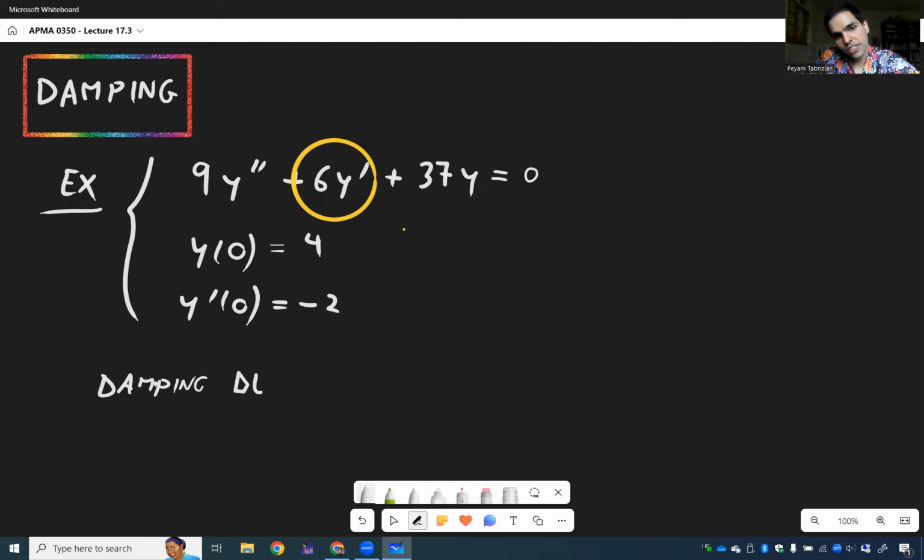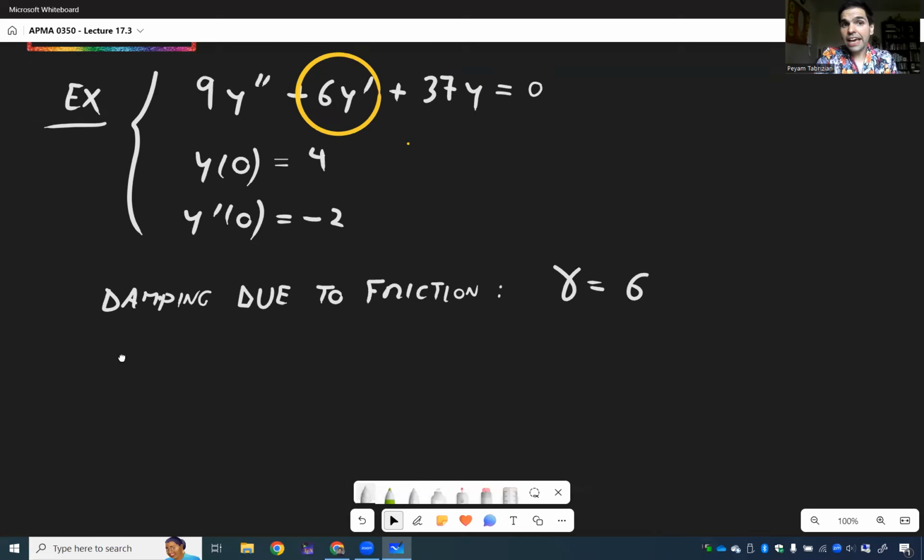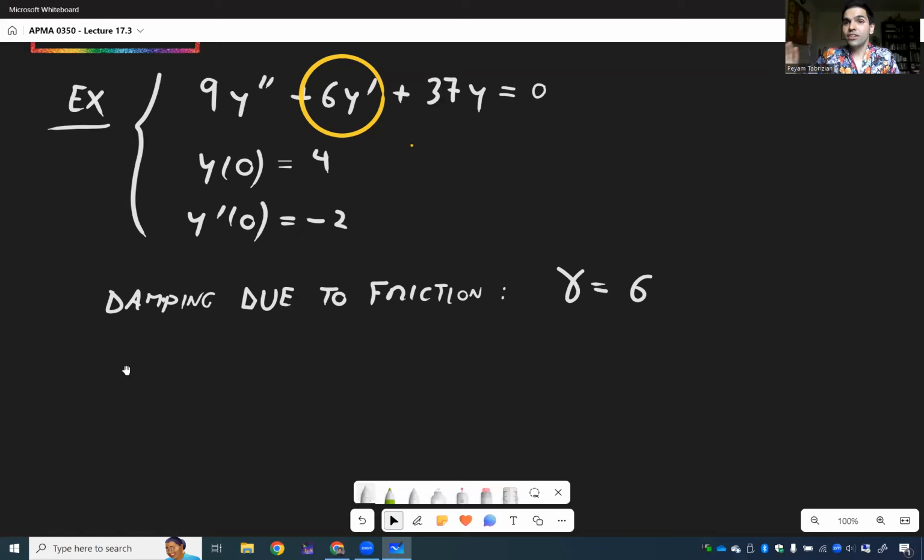Damping due to friction. Because in this case, the damping constant, which is 6, is non-zero. And once again, you can see the details in the notes. I will just tell you what the solution is.